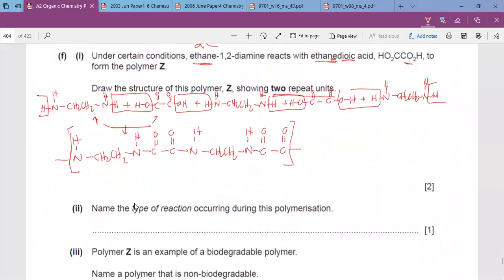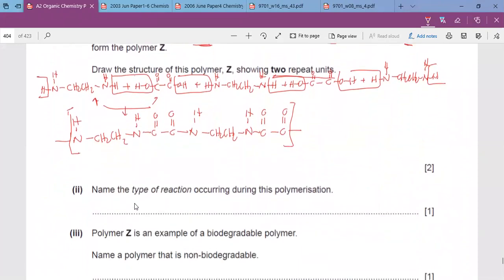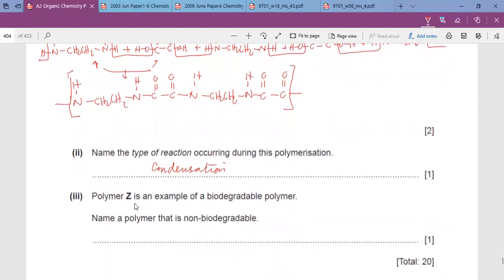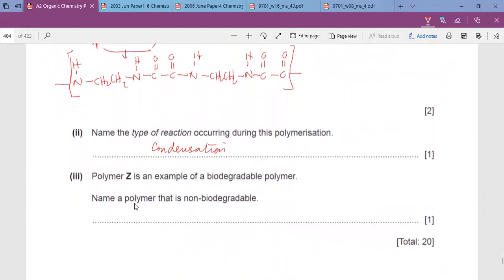Type of reaction for this polymerization? Condensation. Easy, is it? Next, name a polymer that is non-biodegradable. Polyethylene. Anything that is addition, right? Polyethylene or polyvinyl chloride, or polypropene, doesn't matter.